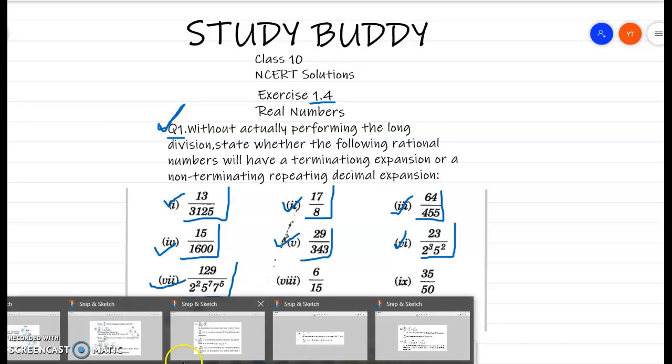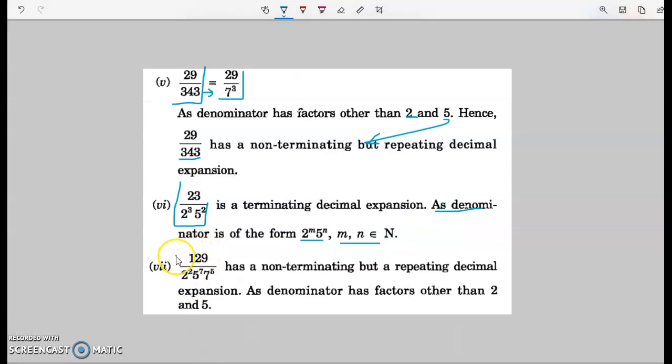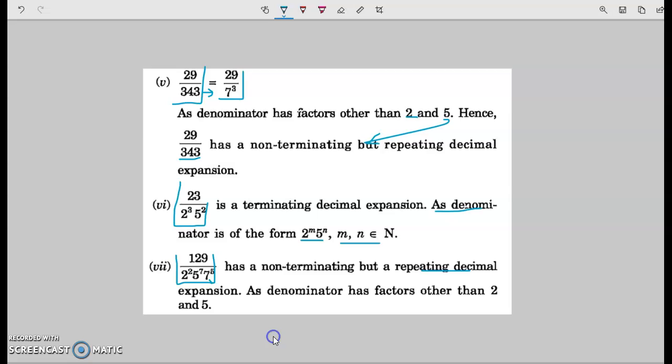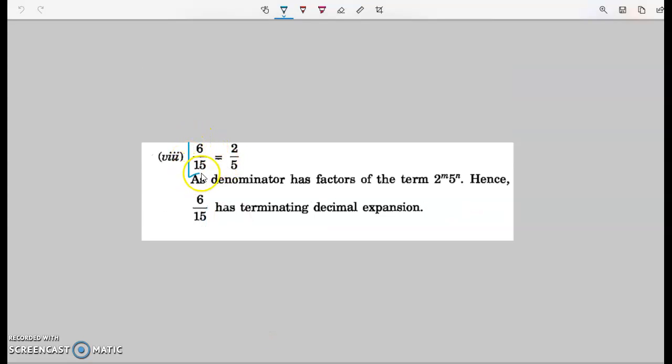Moving on to the seventh question, that is 129 by 2 square into 5 power 7 into 7 power 5. For this one, I'm considering that 129 by 2 square into 5 power 7 into 7 power 5 has non-terminating but repeating decimal expansion, as the denominator has factors other than 2 and 5. Moving on to the 8th question, that is 6 by 15. So 6 by 15 can be written as 2 by 5, as the denominator has factors of the form 2 power m into 5 power n.